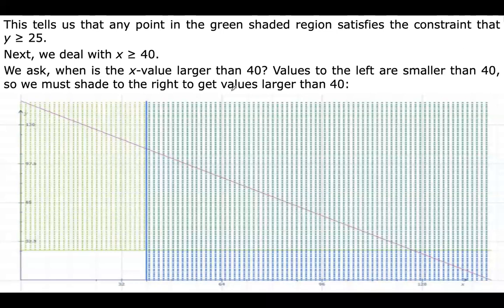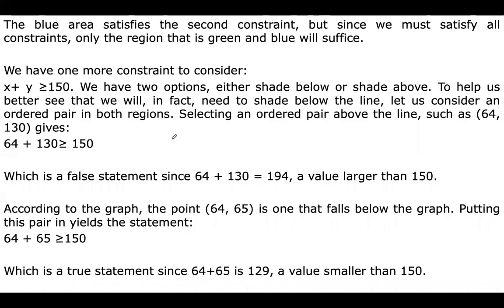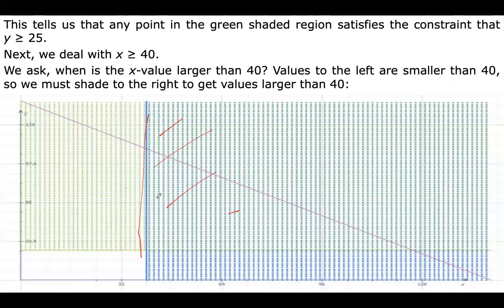Next we deal with X greater than equal to 40. So when we talk about X greater than 40, this is our 40. This will represent equal to 40, and this area will represent greater than 40. Values to the left are smaller than 40, so we just shade to the right to get values larger than 40. So this blue area satisfies the second constraint, and this green area satisfies the first constraint.